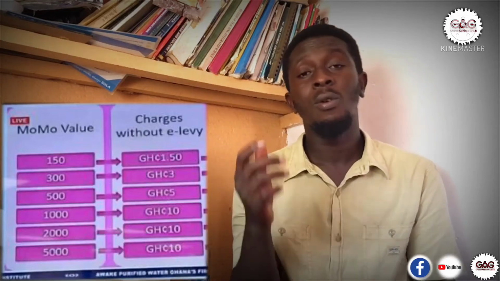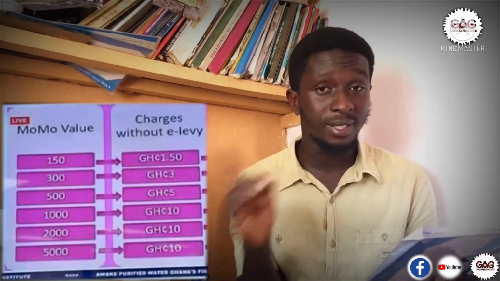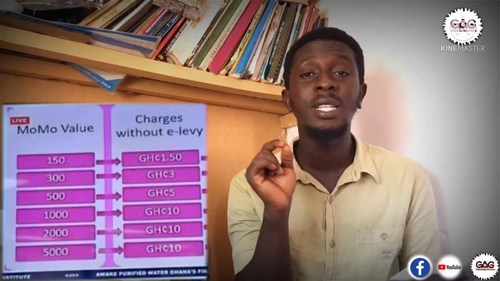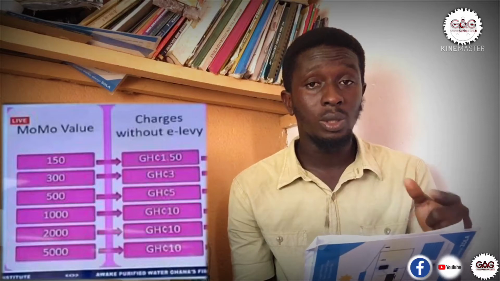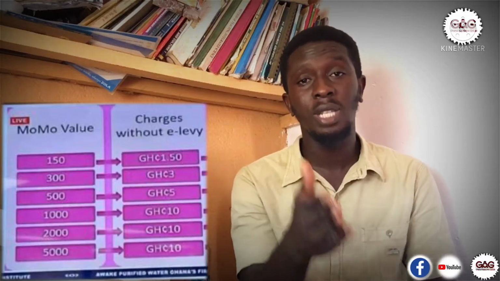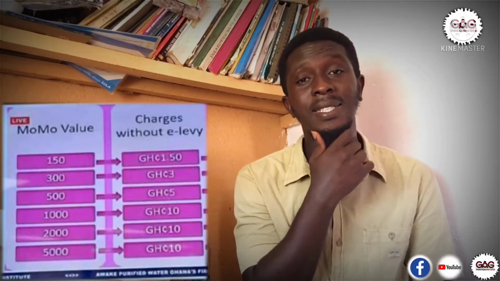Now, when you make a transaction of 150 cedis, the first 100 cedis is free of e-levy tax, but the 50 cedis will be taxed with that e-levy percentage. That's 1.75%. So you find 1.75% of 50 cedis on the 150, which is 87 pesewas, almost 90 pesewas. That's 87 pesewas. And then MTN too will charge you 1 cedi 50 pesewas for transferring 150 cedis. Yes, if you're using Vodafone too, they will charge the same thing, 1 cedi 50 pesewas for transferring 150 cedis. Then the government too will also tax you 87 pesewas.